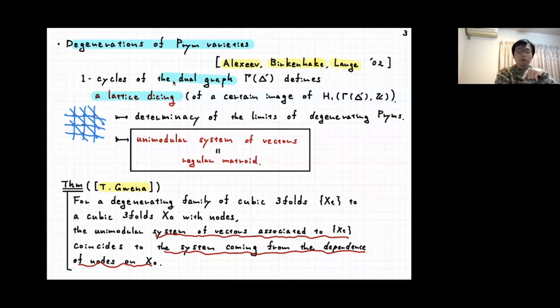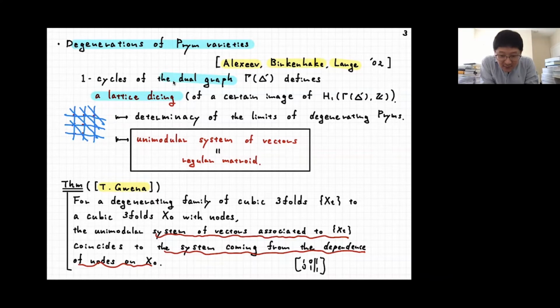configuration of the points. For example, if we have 2 points on one line, then it corresponds to the matrix 1, 0, 0, 1. And they sit on the same line means that it gives 1, 1. Okay. So starting from such a matrix, we obtain the matroid and it gives a unimodular system of vectors. So the point I want to emphasize is that without using this observation about the dual graph, just observing where the nodes are on the original X, we obtain the same unimodular system of vectors.